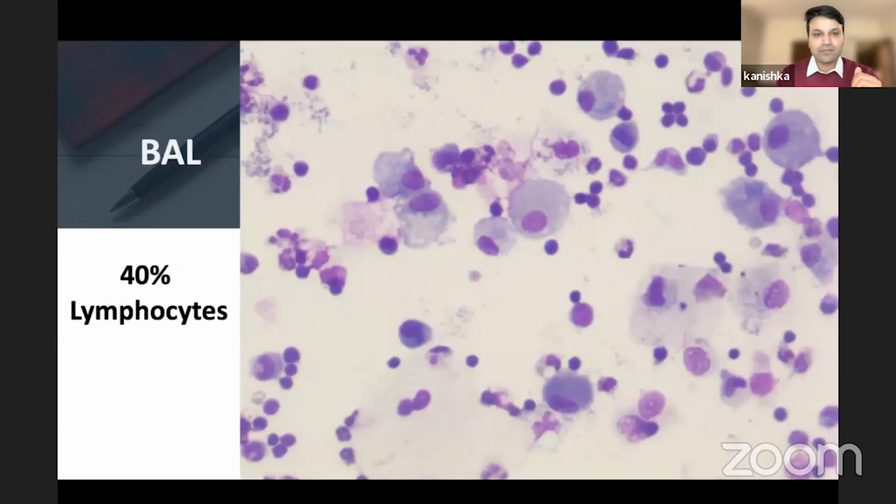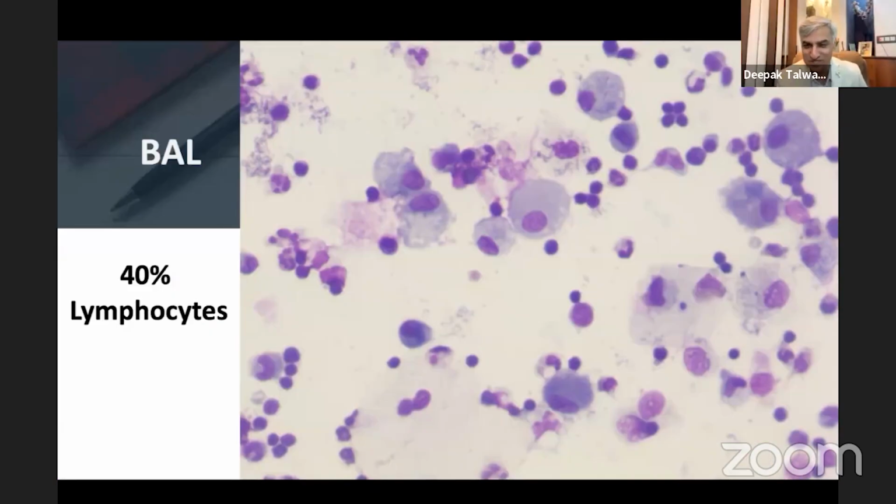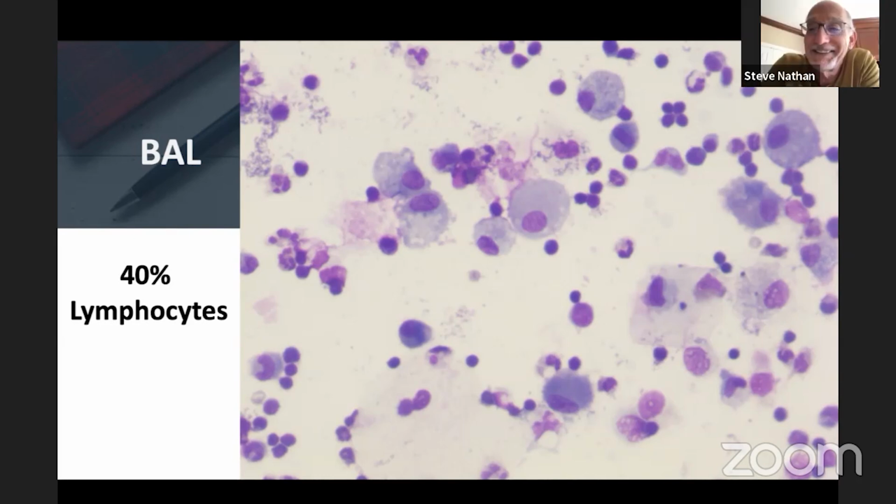And now we have the BAL, which was suggestive of 40% lymphocytes. And I request Dr. Charul, can we have the opinion of Steve on the slides of the biopsy? Because this is a TBLC, so let's have Steve give some opinion and then you direct us through the slides. That will be a nice way of doing it. Ganesh, I can fake being a pathologist for 5 seconds, but show me the slides and I'll take a look.